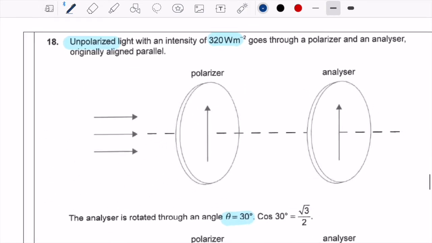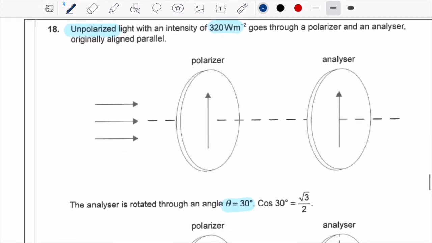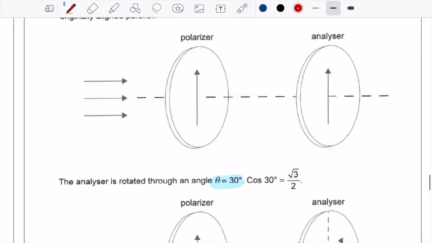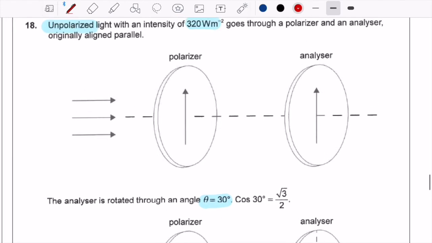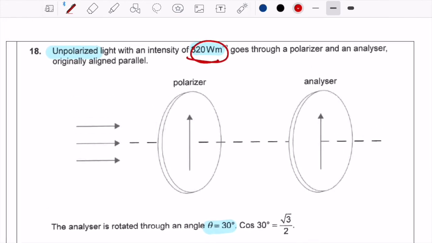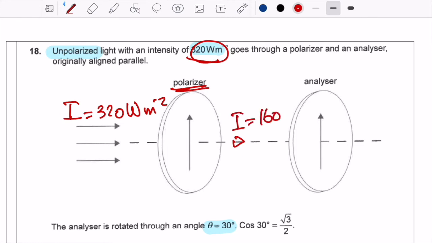Now let's go to question number 18. Question number 18 is about polarization. Again, polarization is from topic number 4. What do we know about polarization? They say 320 watt per square meter intensity. So this intensity is 320 watt per square meter. Now, the first polarizer always makes the intensity half. So this intensity is 160, because 320 divided by 2 is 160 watt per square meter.